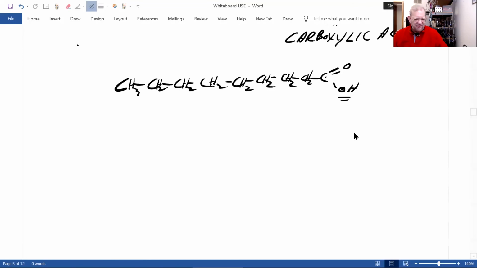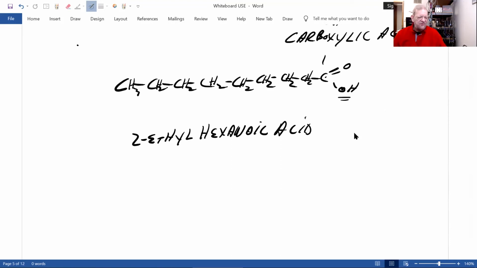Oh, let's do another one. And remember, the carbonyl carbon is carbon number 1. And why don't you try this molecule? Draw the structure for 2-ethyl hexanoic acid. 3 points each.